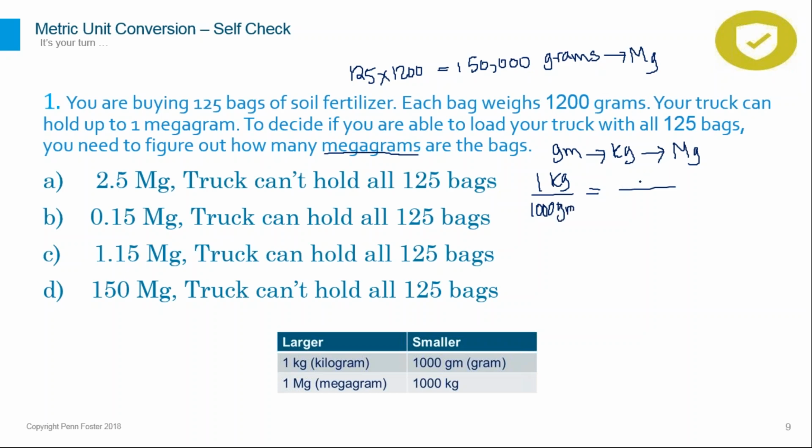Then if we have 150,000 grams, how many kilograms are in these grams? So it's a proportion: cross multiply and divide. 1 times 150,000 is 150,000, divided by 1,000. So that will let us know that there are 150 kilograms in that much load.